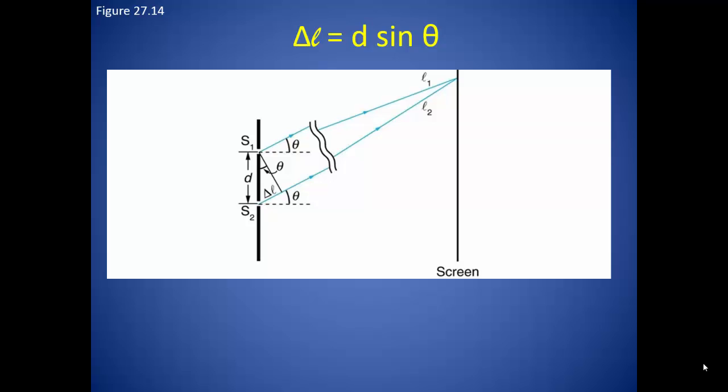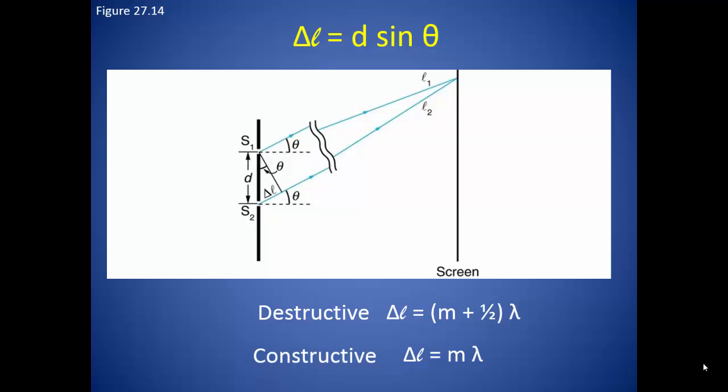We said that destructive interference occurs when the path length difference is a half integer of the wavelength. So if d sine theta is equal to some half integer of the wavelength, then we will have destructive interference. We can write this in different ways, but to get rid of the fractions in our calculations, we can also say that the change in path length is equal to m plus 1/2 times the wavelength.